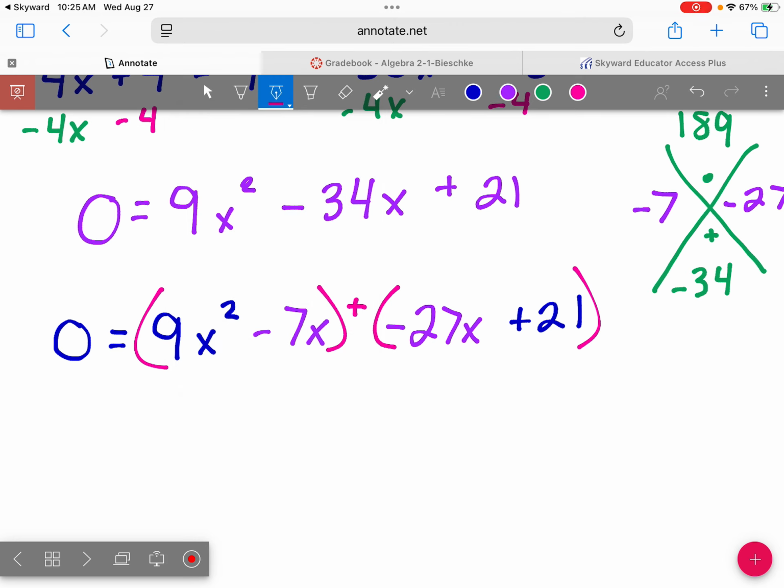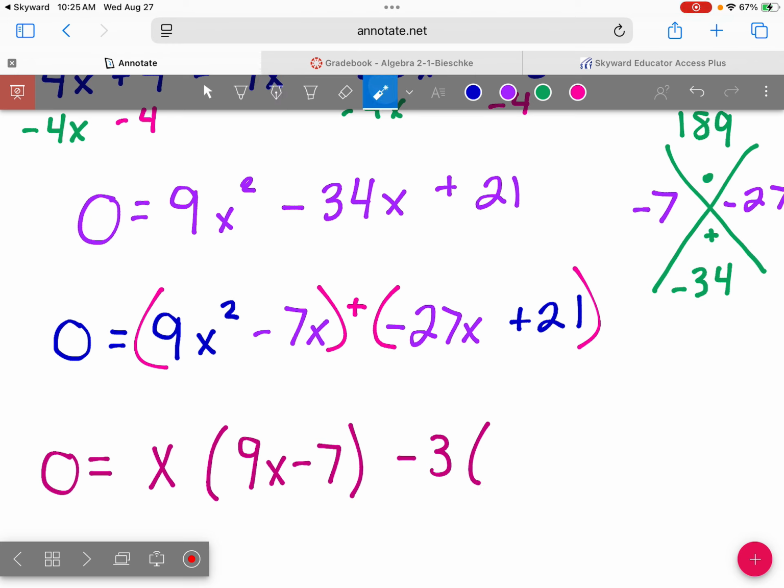So we're going to have our 0 equals. Shared between our 9x squared and our minus 7x is an x. And left over is going to be 9x minus 7. Shared between our 27x and our plus 21 is a negative 3. Whenever we have a minus sign right here, we do need to take that minus out. We almost never have minus signs over here. So watch out for this minus sign. And that's going to leave us with a 9x minus 7.